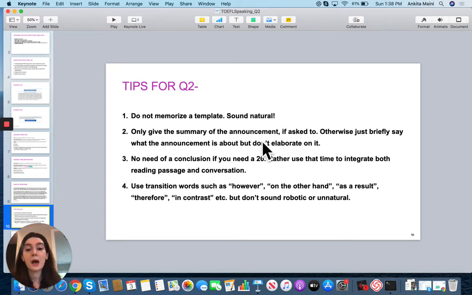The next part is that only give the summary of the announcement if asked to. Otherwise, just briefly say what the announcement is about, but don't elaborate on it.